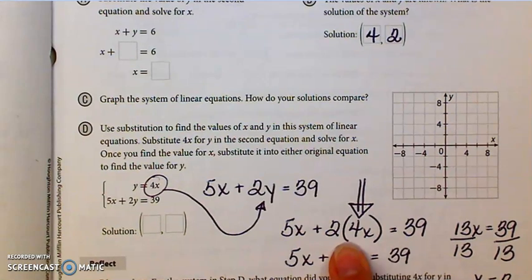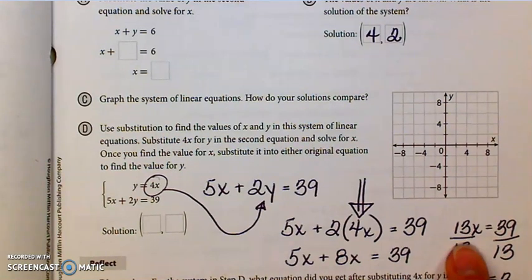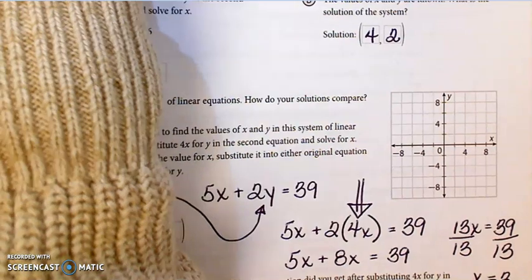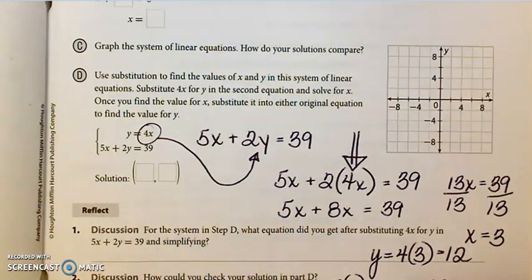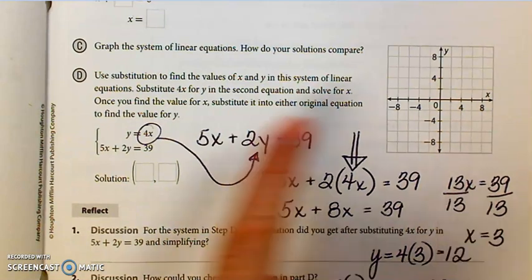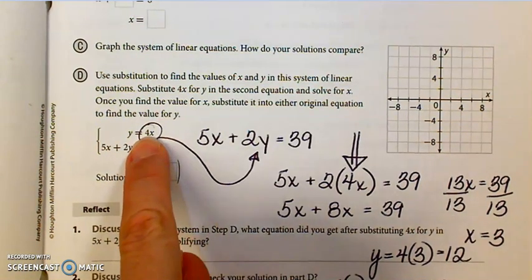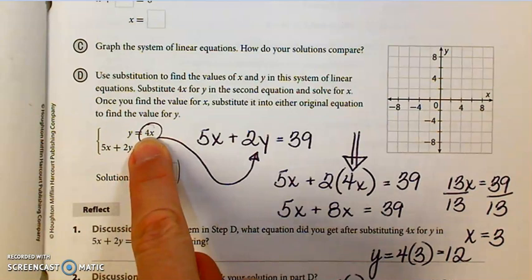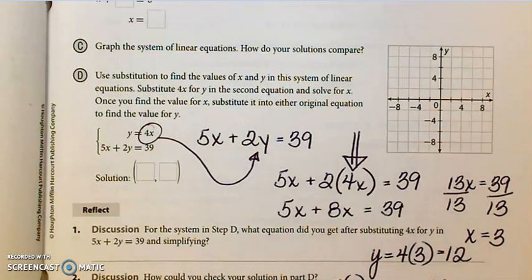Do the distributive property and you get 5x plus 8x equals 39. 5 and 8 together, that's 13x. So 13x equals 39. Divide both sides by 13 and you're going to get that x equals 3. And once you know what x is, then you can go back and put x in right here. 4 times 3, and y is equal to 12.